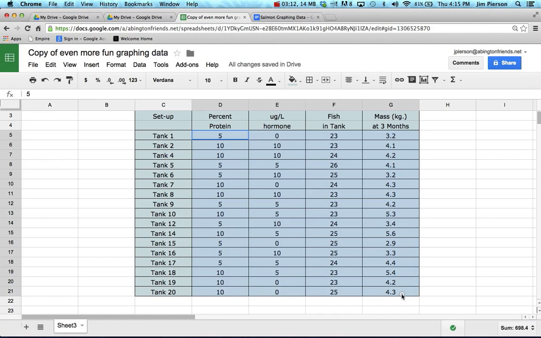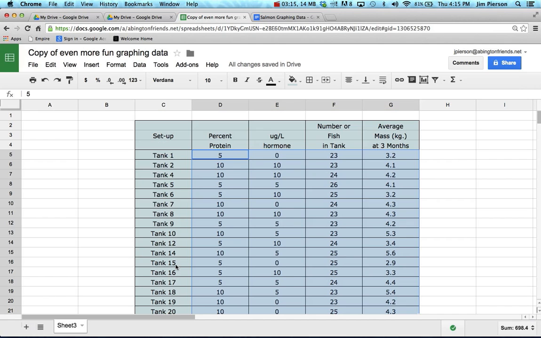This is kind of the average mass. In fact, I can actually, if I wanted to, I could just put that right in there, average mass. Don't worry about the number of fish. And the other part of this is going to be the amount of hormone. And so this would be, of course, just keep the colors the same. This would be 0. This would be 5. And this would be 10.